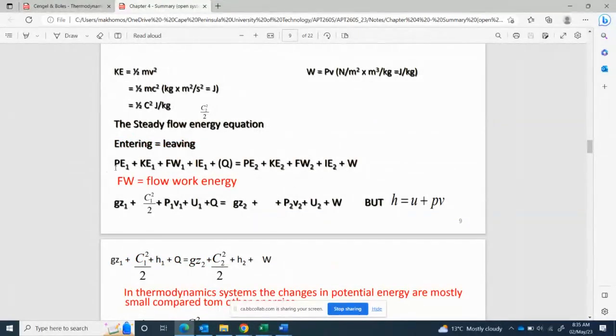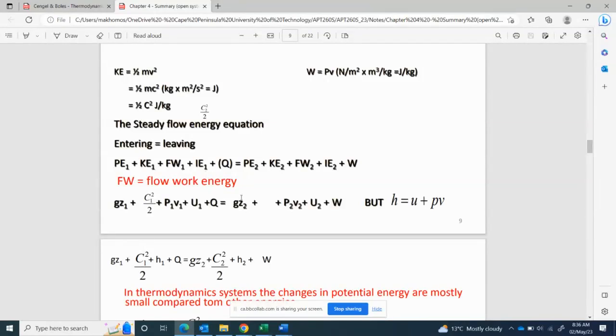Now, if you scroll down, on the left-hand side, we have energy at the entrance and energy at the exit. We have potential energy at the inlet plus kinetic energy at the inlet plus flow work or flow energy at the inlet plus internal energy at the inlet plus heat. The heat is in brackets. Why is it bracketed? Because heat normally is heat lost, and if heat is lost, it's negative. But we will see when we start solving the problems. This is equal to the potential energy plus kinetic energy plus flow energy plus internal energy plus work done. Work done can be for a turbine or work input by a compressor, but we will explain that further.